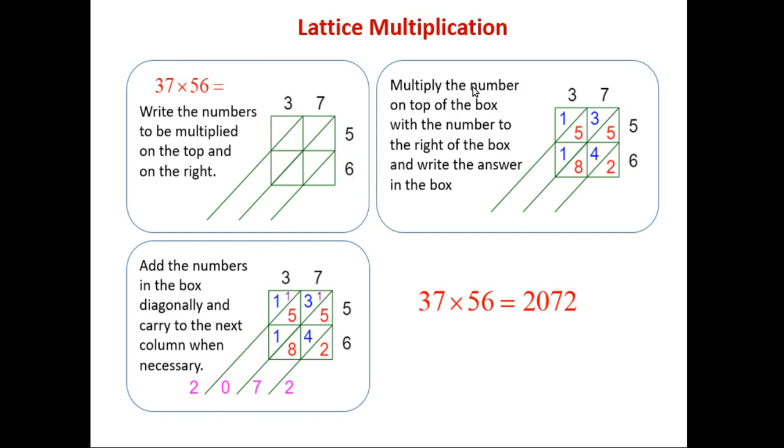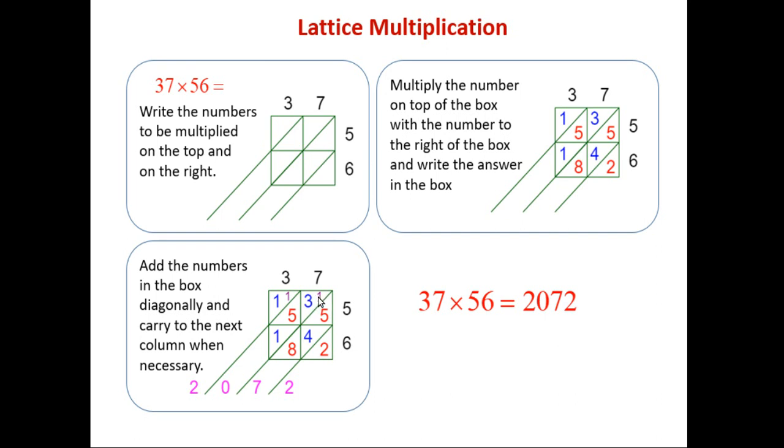Then we have to multiply the numbers in the boxes. 5 into 7 is 35, we put here 35. Then 5 into 3 is 15, we put here 15. Then 6 into 7 is 42, we put here 42. Then 6 into 3 is 18, we put here 18. Now add the numbers in the boxes diagonally, and carry over the tens. Here 2, put here 2. Then 5 plus 4 is 9, and 9 plus 8 is 17. Put 7 here and carry 1.